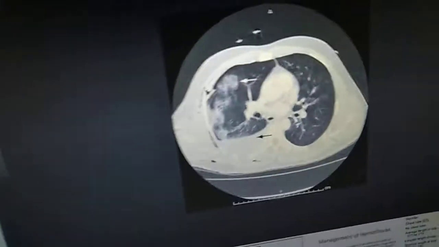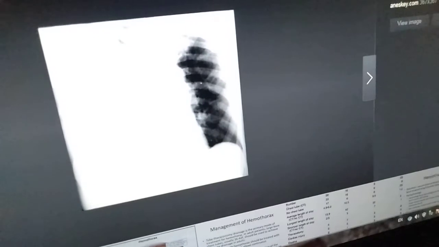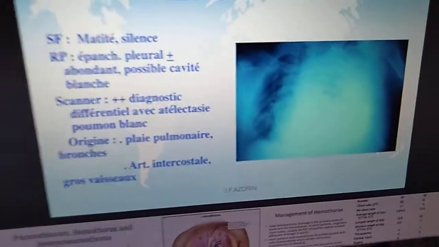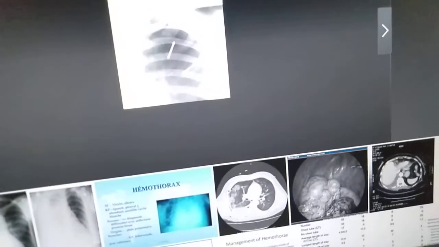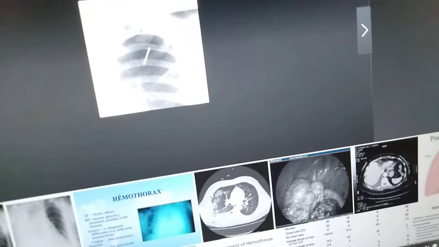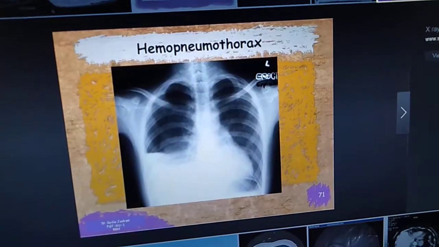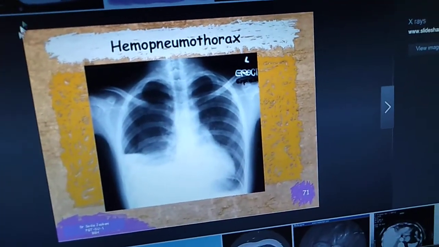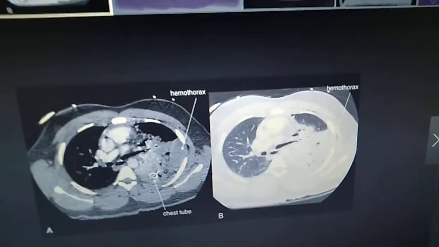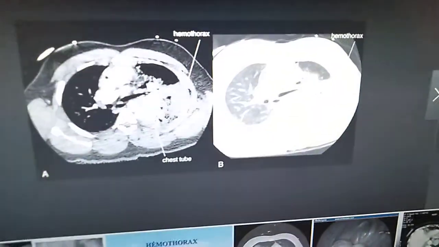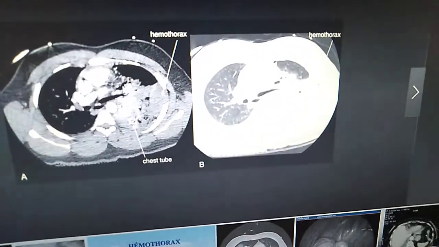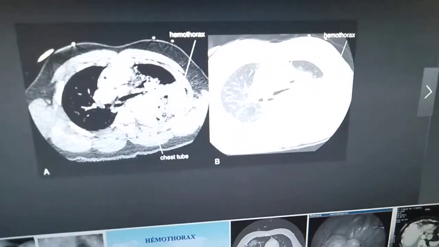This is a case of hemothorax. Keep in mind, this is a CT of the thorax. It shows hemothorax, and HRCT also shows hemothorax. Okay.